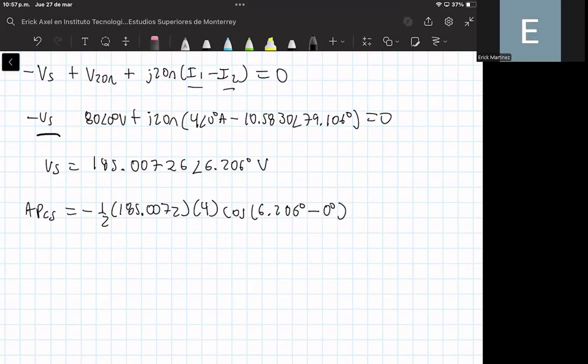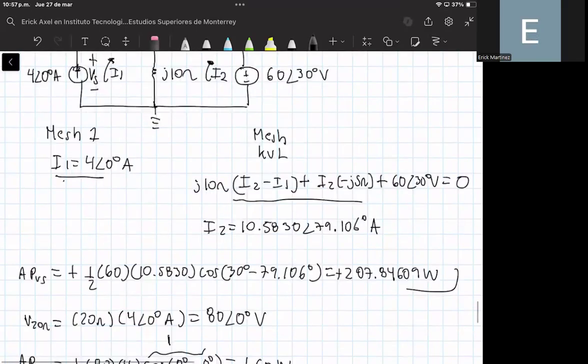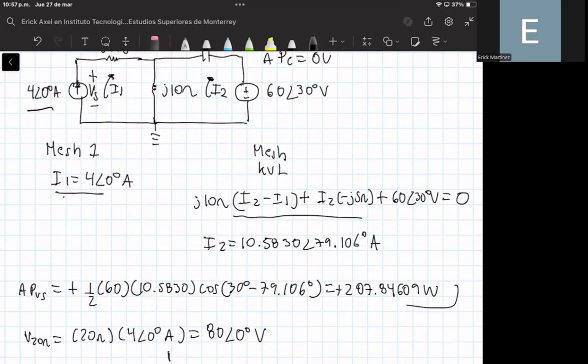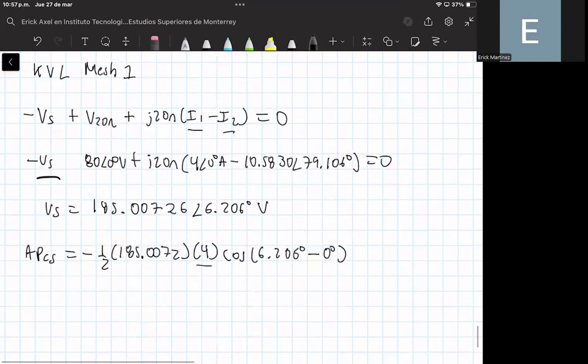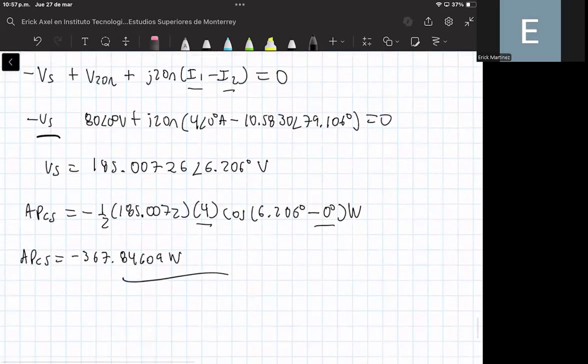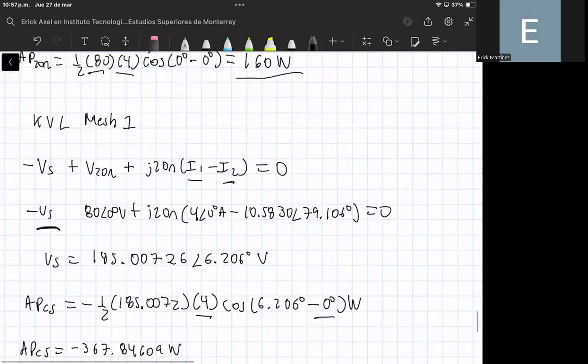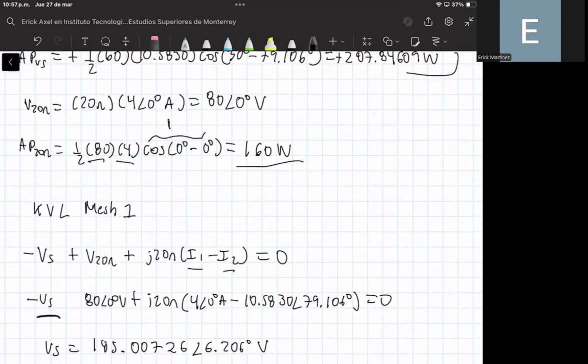Remember that the current that flows through the current source is this one, 4 with an angle of 0 degrees amperes. That's why I am placing here the 4, and that's why I am placing here the 0 degrees, and these are watts. And if you compute all of these values, you will notice that this is equal to minus 367.8469 watts.